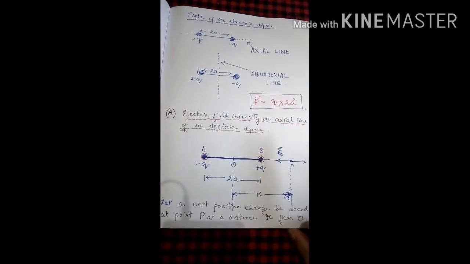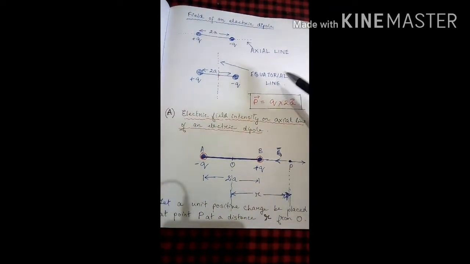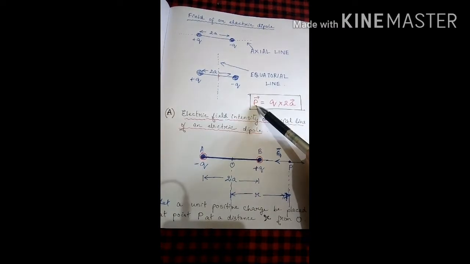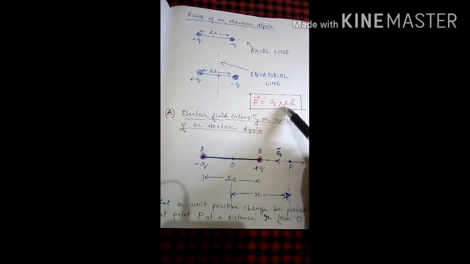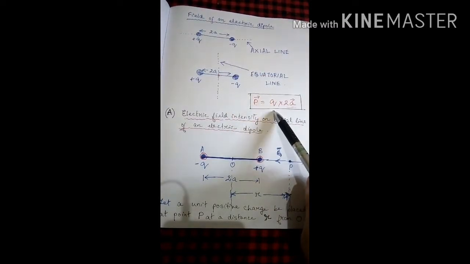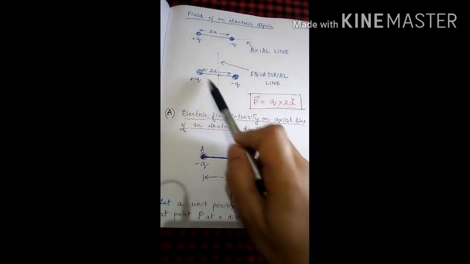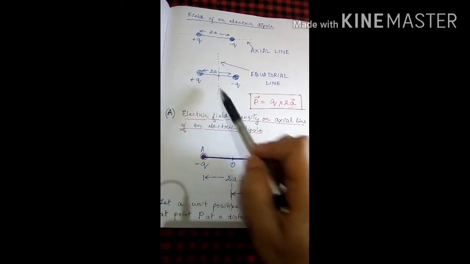As already discussed in the previous class, the electric dipole moment is a vector quantity which can be described as q into twice a. Here twice a is the distance between the charges and q is the magnitude of any of these charges.